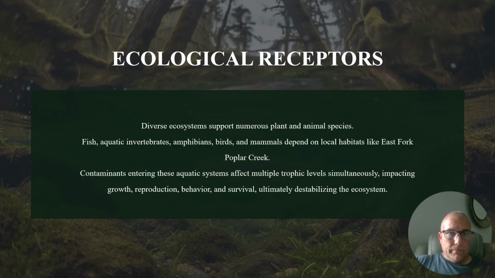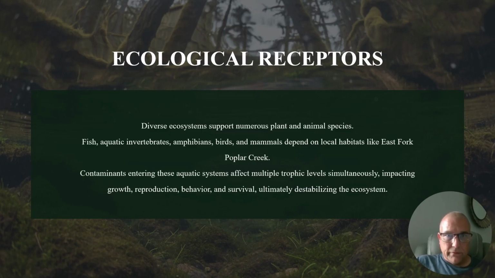Ecological receptors. The Oak Ridge Reservation contains a wide variety of ecosystems that support numerous plant and animal species. Ecological receptors of concern include fish, aquatic invertebrates, amphibians, birds, mammals, and other organisms that depend on local habitats. East Fork Poplar Creek and surrounding wetlands are particularly important because contaminants entering these aquatic systems can affect multiple trophic levels simultaneously.